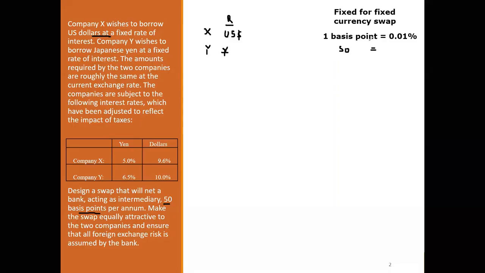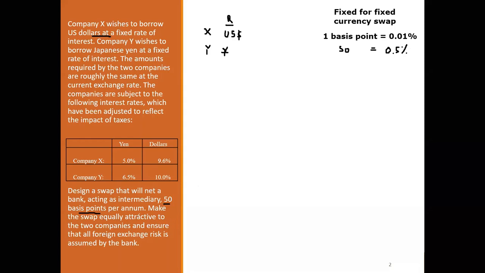If 1 basis point is 0.01%, how much is 50 basis points? So as a percentage, what is the charge of the financial intermediary? Yes, so it would be 0.5%. So this will be the charge of the financial intermediary in facilitating this swap arrangement.